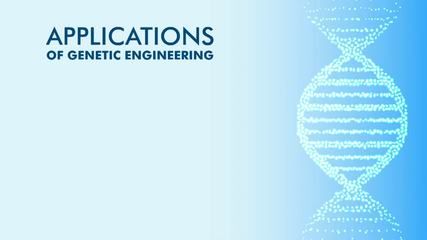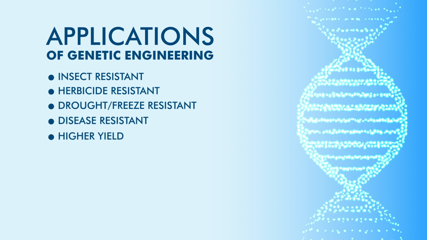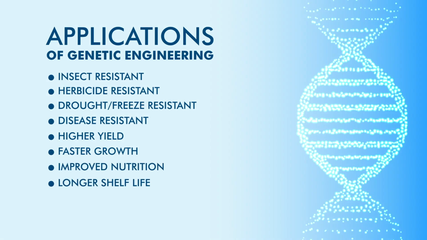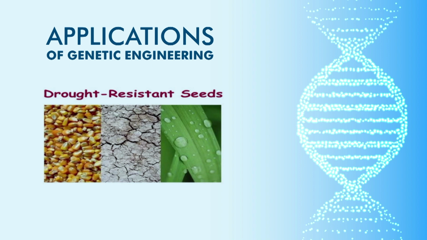The examples of GM crops which have already been developed are insect resistant, herbicide resistant, drought or freeze resistant, disease resistant, higher yield, faster growth, improved nutrition, and longer shelf life. Insect resistance, I had already told the example of it. Herbicide resistance, from the name itself, they will be tolerant to herbicides. Drought or freeze resistant crops are required in certain drought-prone areas, so that the crop can survive in that particular condition.